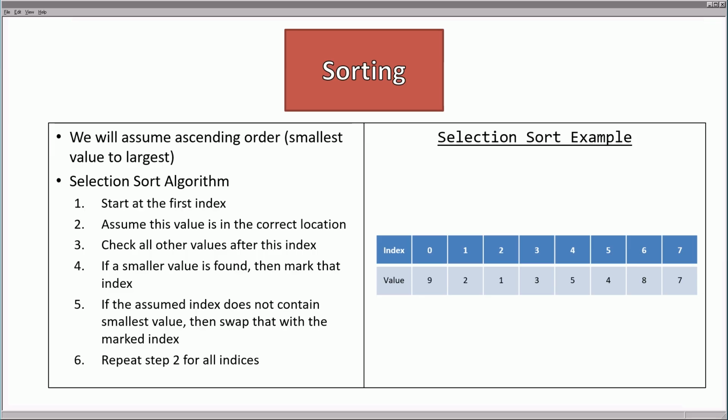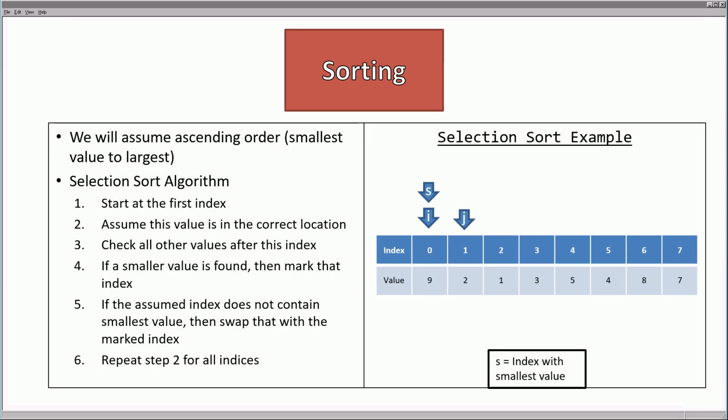Let's first introduce an algorithm called selection sort. The idea is in selection sort, what you want to do is starting from the first index, you want to find the smallest value and make sure that that smallest value is in the first index. Then you move on to the next index and you look for the next smallest value, then the next smallest value, and etc. until you're done.